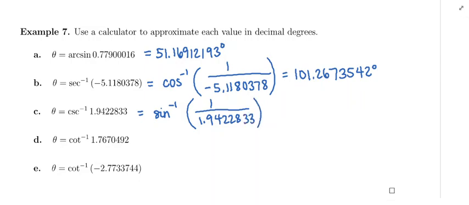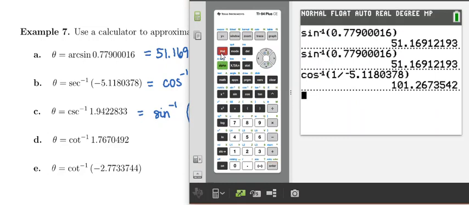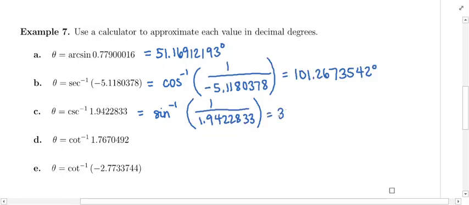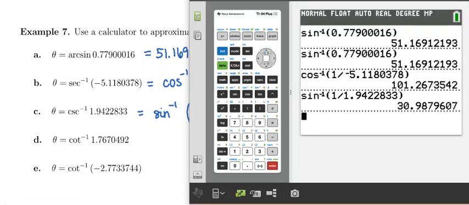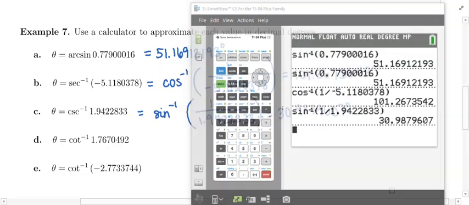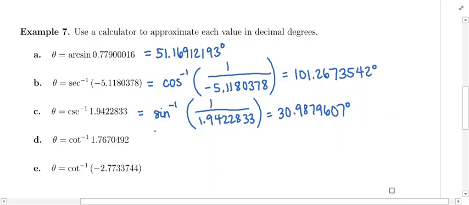Let's pop this in. This is going to be the sine inverse of 1 over 1.9422833, and out comes our angle in degrees, 30.9879607 degrees. That's it. You're just following the rules here. Parts D and E, here come the cotangent ones. We're going to do the same kind of thing.